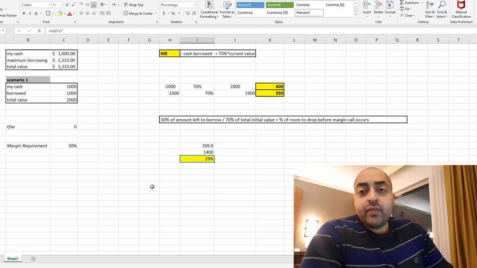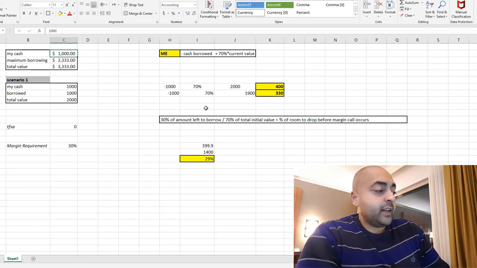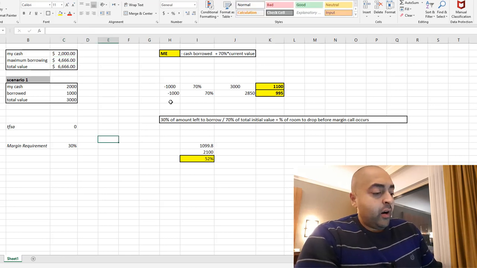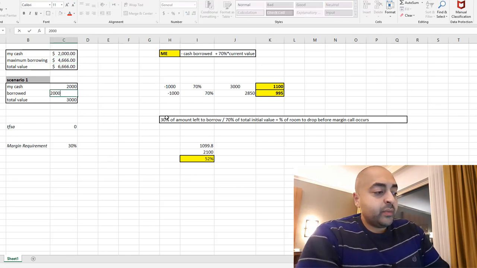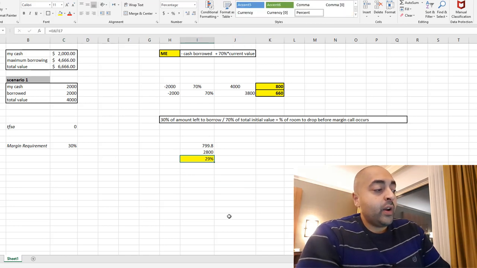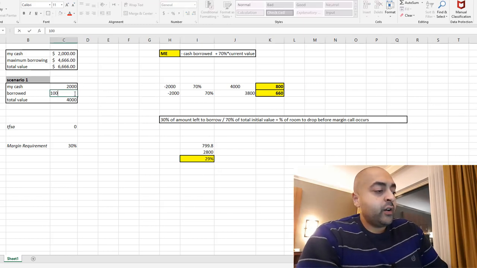So let's say I fund the account $2,000 instead of $1,000. Does it change anything? Well, I've got more money to borrow. I'm going to have $4,666 to borrow if I'm buying a 30% margin required stock. Let's say I borrow $2,000 as well. So I'm down to 29%. So it's the same thing as you can see. When it was 1-for-1, it was 29%. If I borrow half, I'll be at 52%. There you go, 52%.